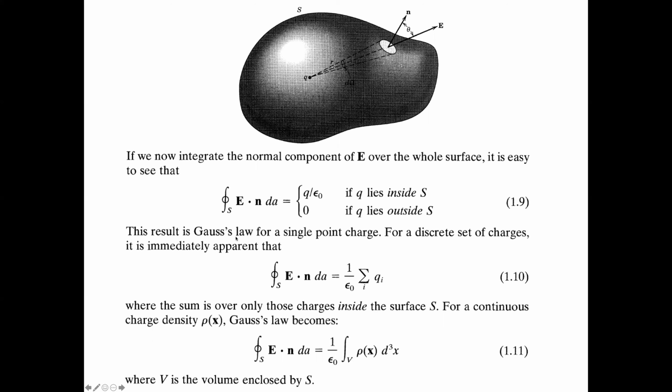This result is Gauss' law for a single point charge. If you have one point charge, either inside or outside the surface, this is the Gauss' law equation. For a discrete set of charges, multiple point charges actually, it is immediately apparent that this integral equals the sum of the multiple charges.